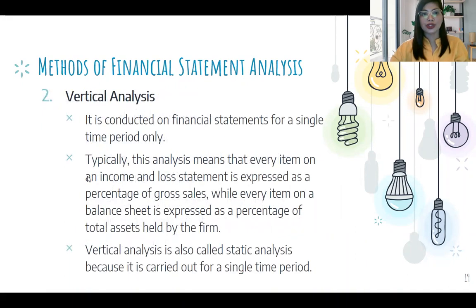Next, let's go now to the vertical analysis of financial statements. This is conducted on financial statements for a single time period only. Typically, this analysis means that every item on an income and loss statement is expressed as a percentage of gross sales, while every item on a balance sheet is expressed as a percentage of total assets held by the firm. Vertical analysis is also called static analysis because it is carried out for a single time period.